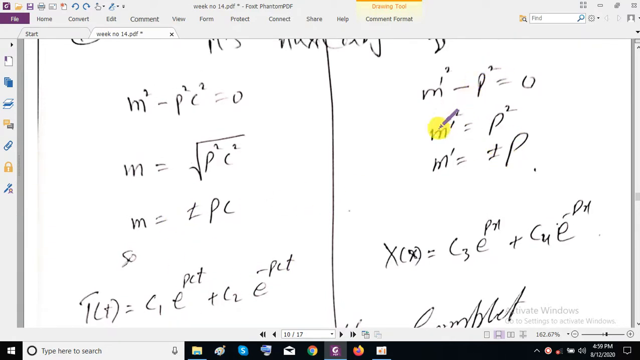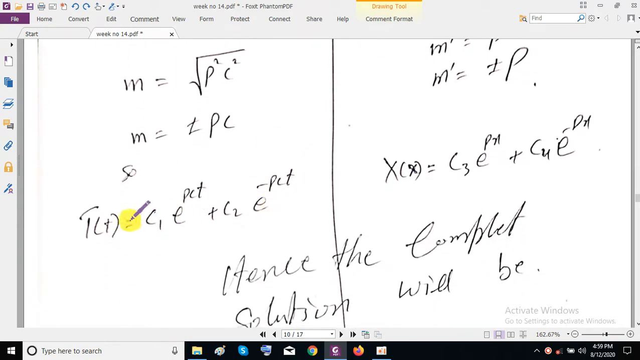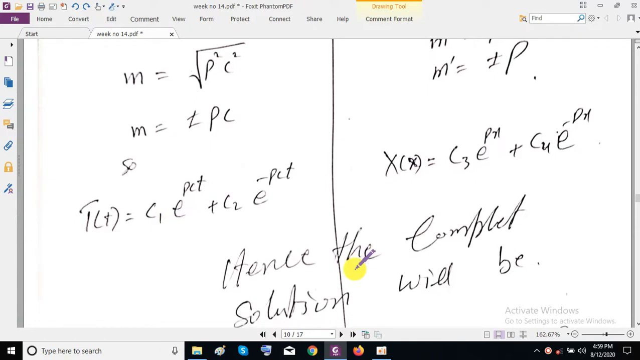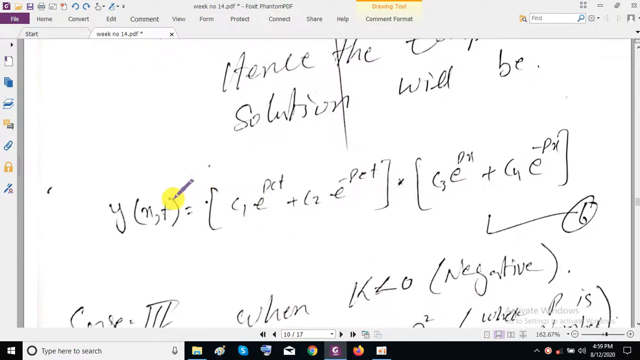And similarly here m dash square is equal to p square, and if we take the square root on both sides we get m dash is equal to plus minus p. So the solution will be X of x is equal to c3 e power px plus c4 e power minus px. Here we write x, here we write t. So definitely this is a function of x and this is a function of t. So dear student, now the value of T is this one and the value of X is this one. Now put these two values in equation number 2, hence the complete solution will be like this one. This is the value of T and this is the value of X.